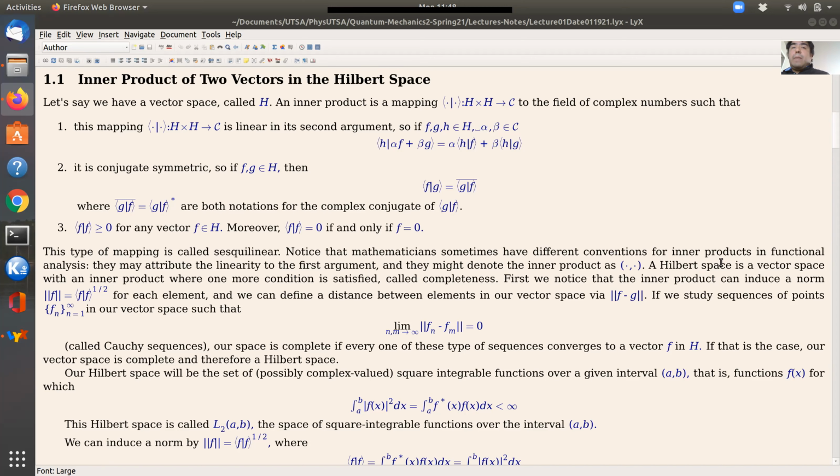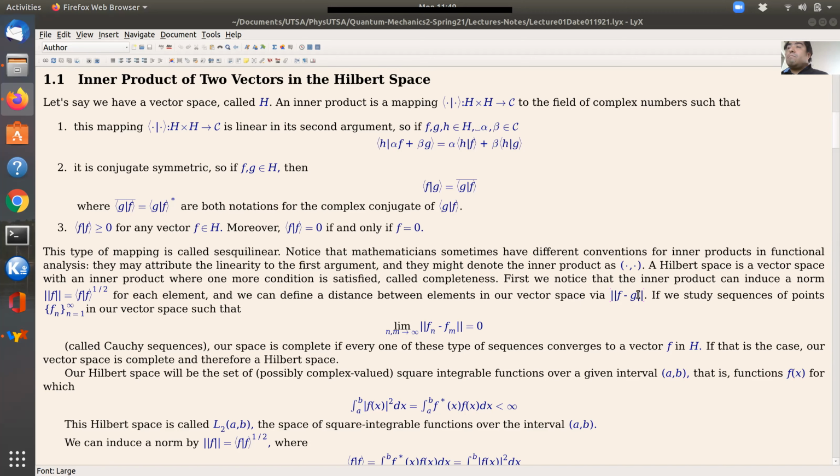Anyways, a Hilbert space is a vector space as we described with an inner product, but we need one more condition, and that condition is called completeness. Before we go into detail on what this means, we need to notice that the inner product can induce a norm, such as this, right? If you take the square root of the inner product with itself, you have a norm for each element in the Hilbert space. And with the norm, you can define a distance between elements via the norm of the difference, right? So the distance between f and g is the norm of f minus g.